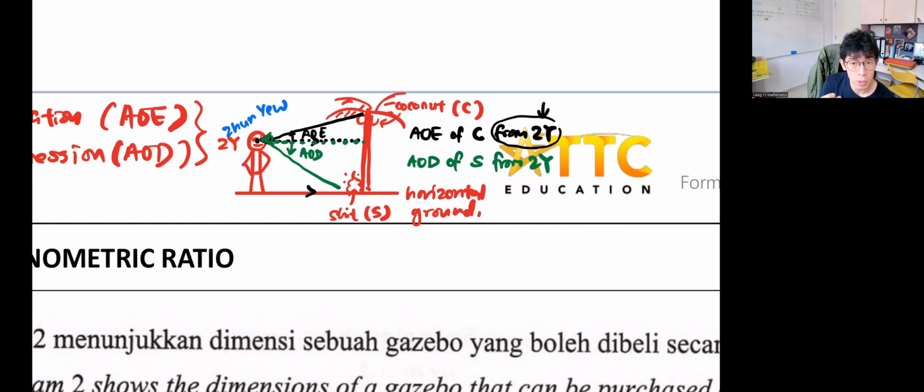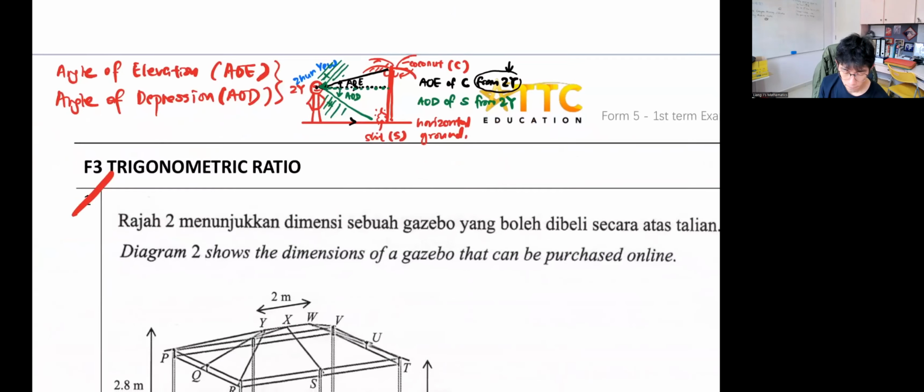Remember, angle of elevation and depression will not appear here. It's always in front of the eyeball. So far, do you understand this situation? Can?